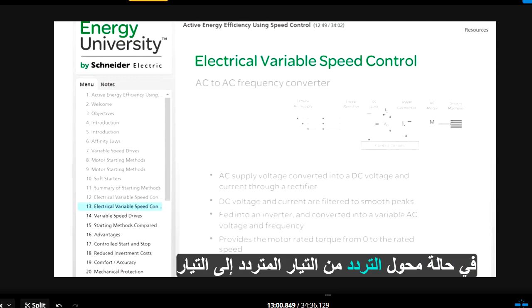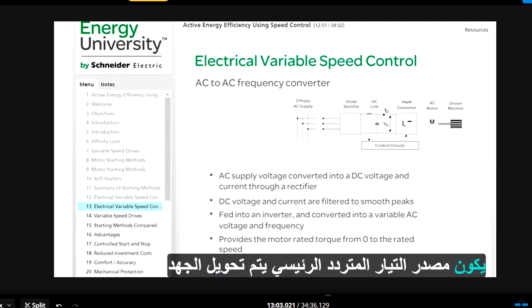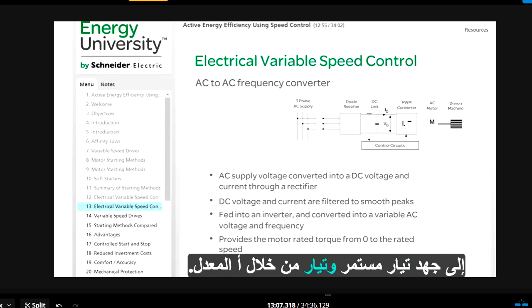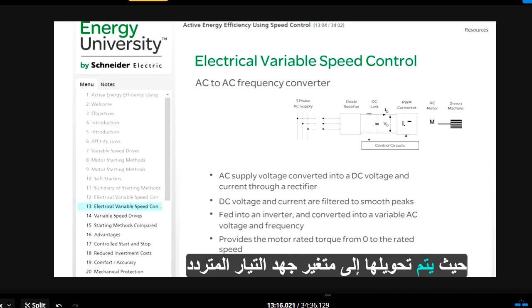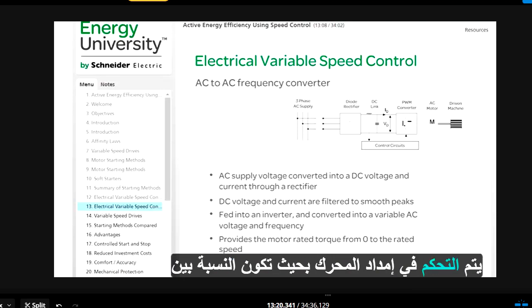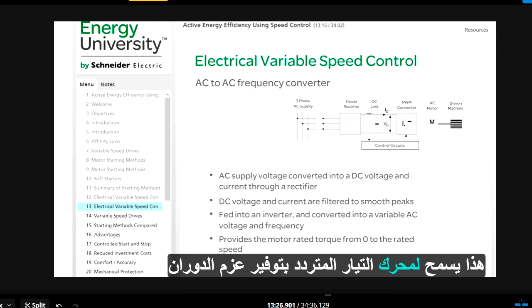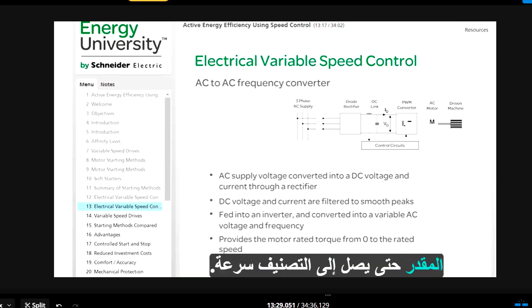In the case of an AC to AC frequency converter, the mains AC supply voltage is converted into a DC voltage and current through a rectifier. The DC voltage and current are filtered to smooth out the peaks before being fed into an inverter, where they are converted into a variable AC voltage and frequency. The motor supply is controlled so that the ratio between voltage and frequency remains constant. This allows an AC motor to provide its rated torque up to its rated speed.